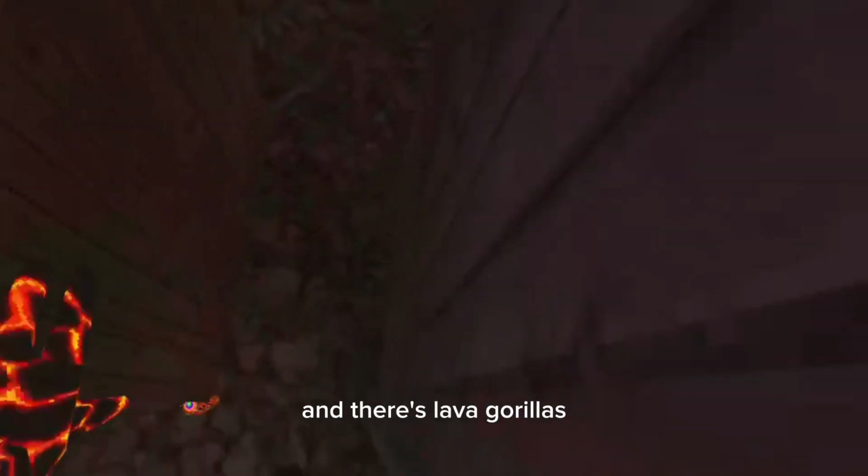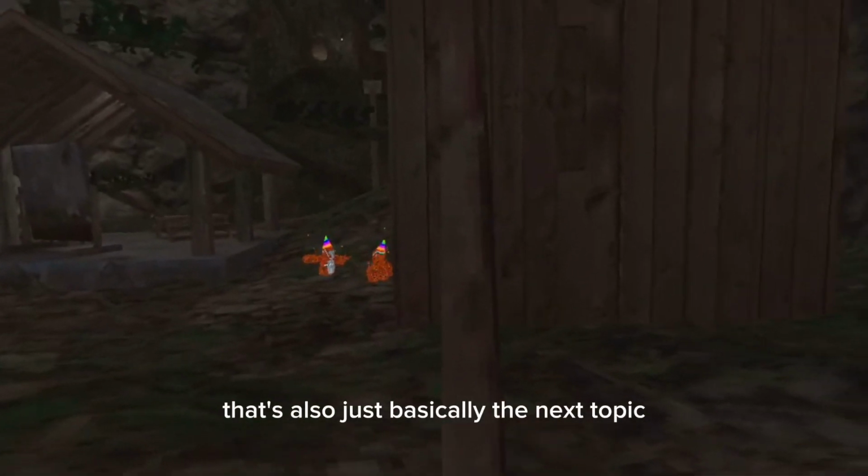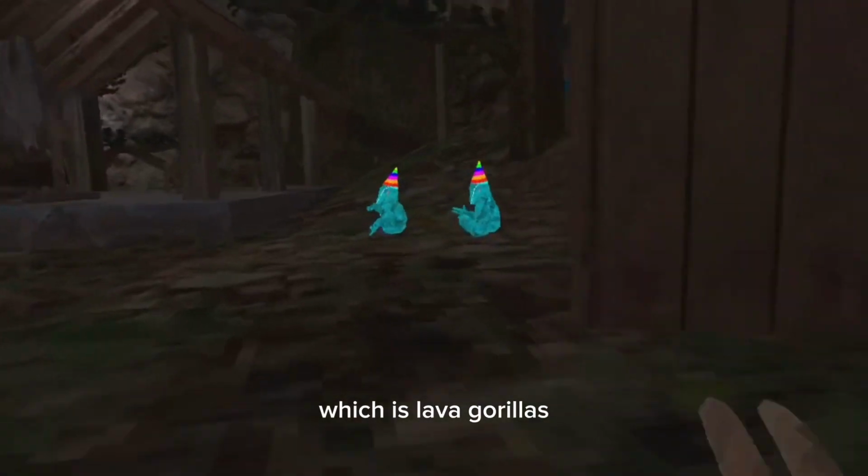Normal gorilla is talking about how there's normal gorillas and there's lava gorillas. So basically we start out as a normal gorilla, but if we get tagged, we turn into a lava gorilla. That's what I'm guessing it's talking about. That's also just basically the next topic, which was lava gorillas.